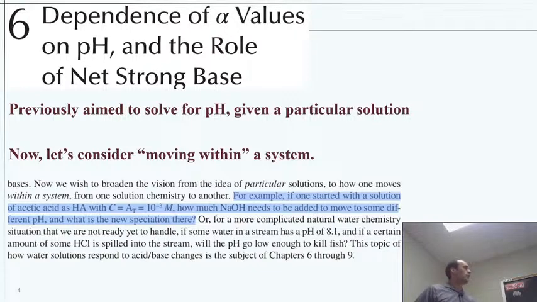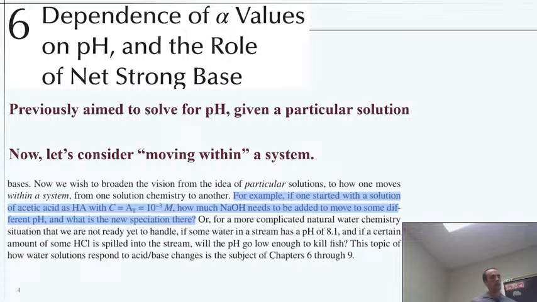Okay, so moving within a system, the example here is if we have acetic acid or some other HA, and we have a known concentration, we might ask how much base, how much NaOH would be required to achieve some different pH, and then we can say, well, what is the speciation there? So we can do both of those things at the same time.